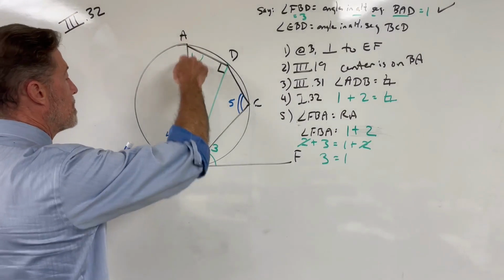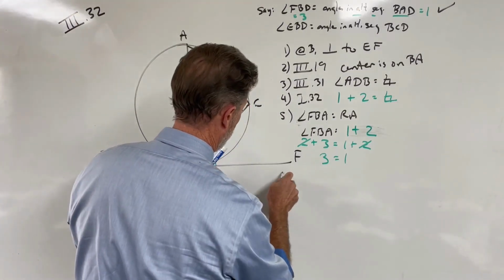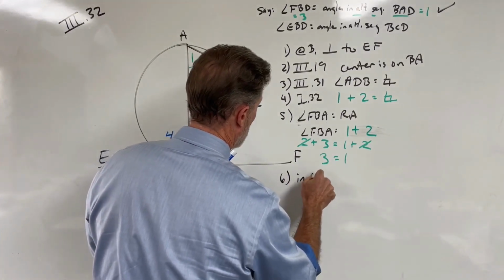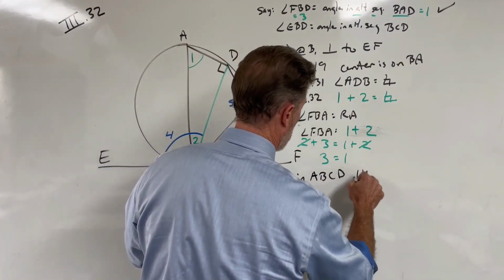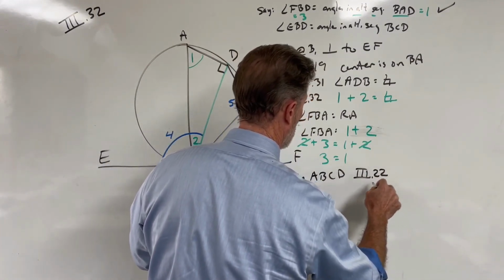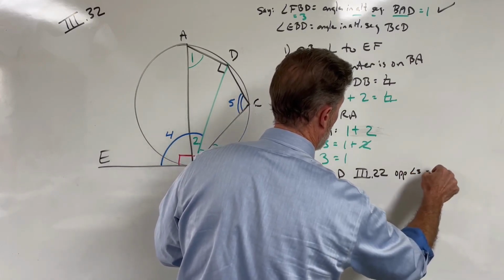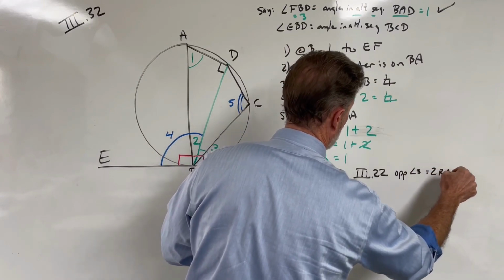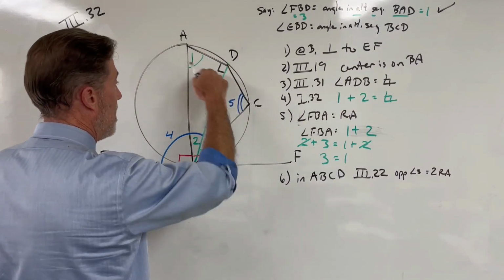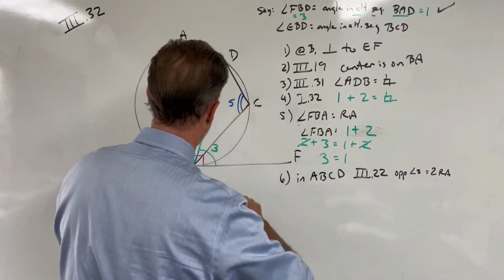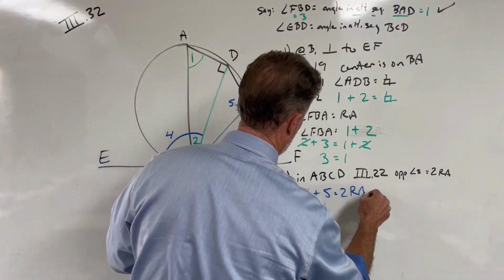So now let's look at this quadrilateral. We have a quadrilateral ABCD. So in quadrilateral ABCD, we know from Book 3, Proposition 22, that opposite angles in a quadrilateral, when we add them together, equal 2 right angles. So we can take this angle at A, angle 1, and angle 5, and we would know that angle 1 plus angle 5 have to equal 2 right angles.